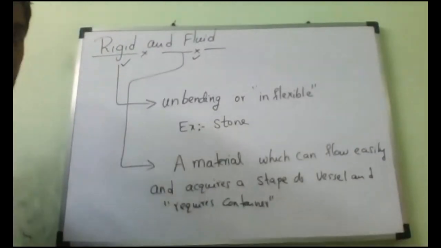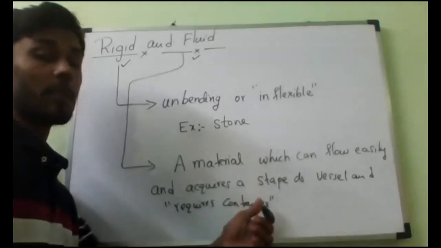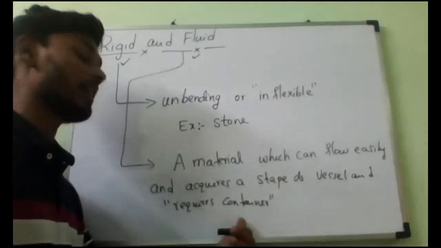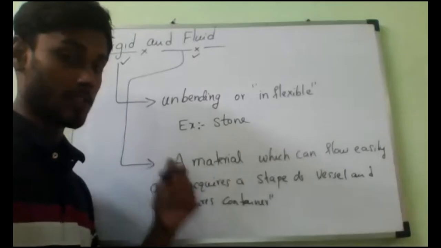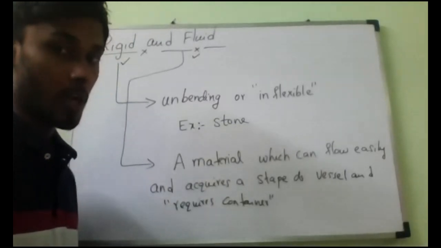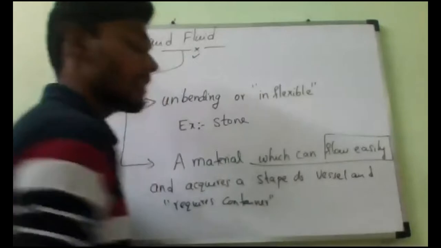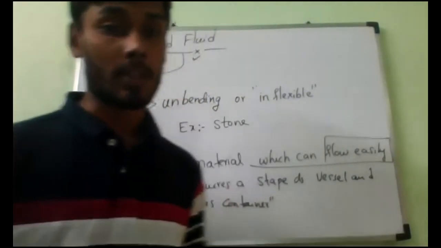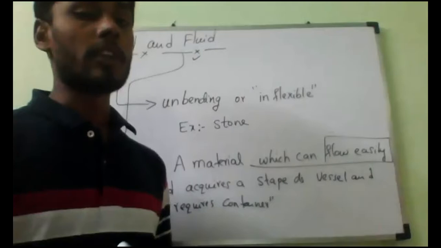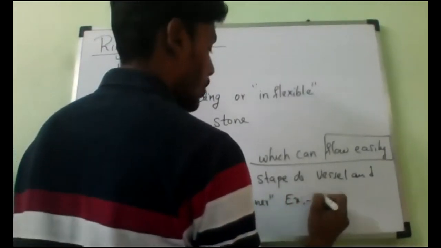So that kind of substance, which always acquires the shape of a vessel and requires a container or vessel to store it, is called a fluid. Fluid means, remember, which can flow, that is the first thing, and it requires a vessel or container to keep it. If we take water, that is the best example.